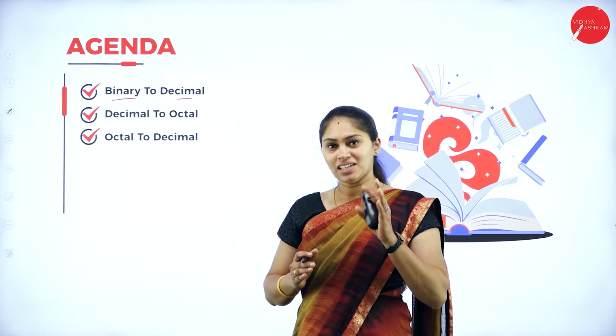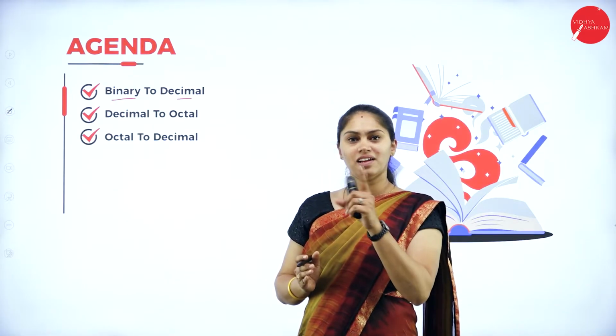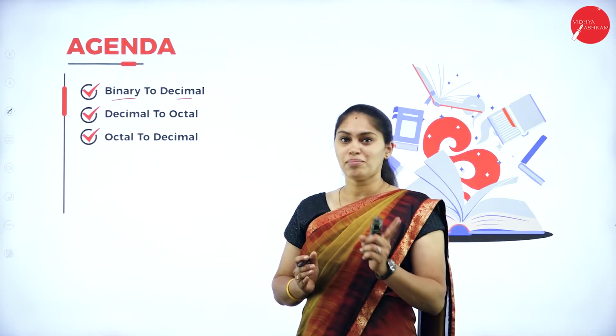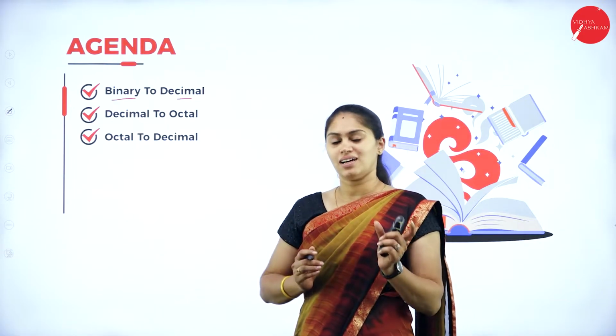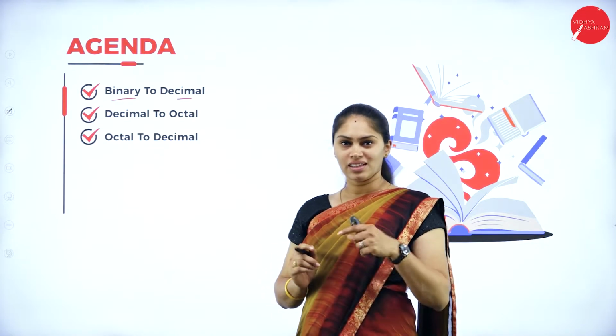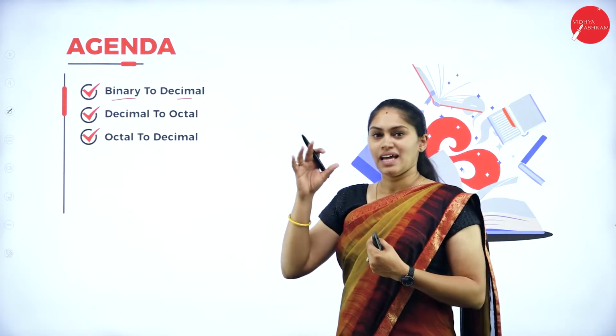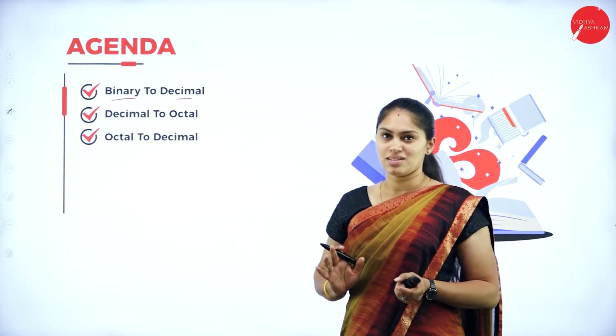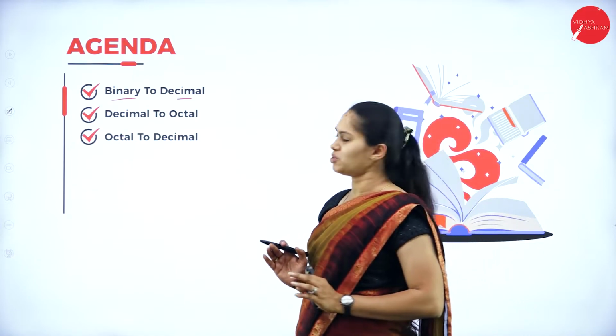So, if any other number system into decimal, binary to decimal, multiply it by 2, octal to decimal, multiply it by 8. Then hexadecimal to decimal, multiply it by 16. Okay, that is what you have to remember. Any other number system to decimal, and decimal to any other number system. Those two possibilities you have to understand.